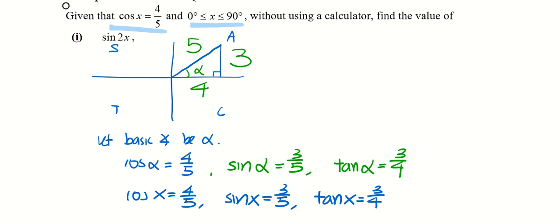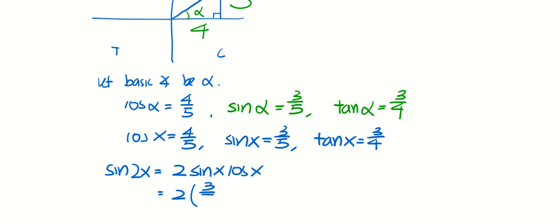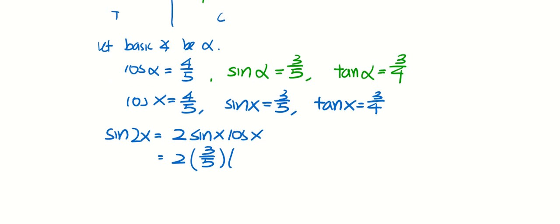Your very first one, sine 2x. So let's evaluate sine 2x. Sine 2x, by the identity, is 2 sine x cosine x. So like I say, it becomes a little bit colorful. Now you can do this, and when you use your calculator to calculate, you will get 24/25.